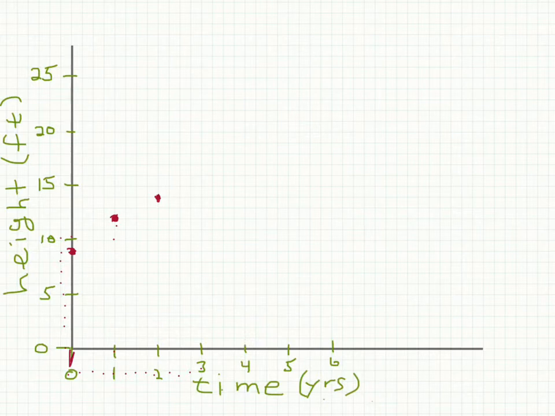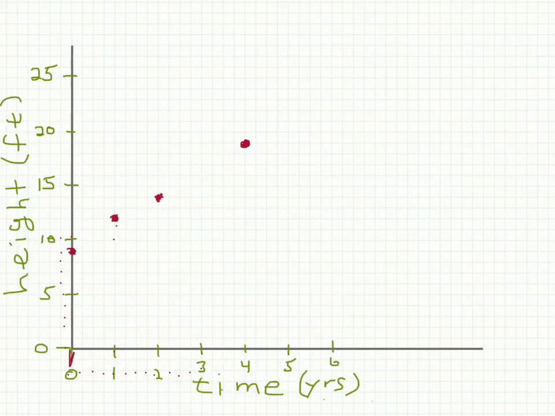4, 19 is our next data point, so I'm going to skip 3. Now it's okay to skip 3. There was no data point at 3. Perhaps this homeowner forgot to check the height of the tree. But we're going to move right over to the data point that we do have, which is 4, 19. So I'm going to come all the way over to my 4, and I'm going to come all the way up here to 19, and I'm going to put another data point right there. So we have 4 data points.